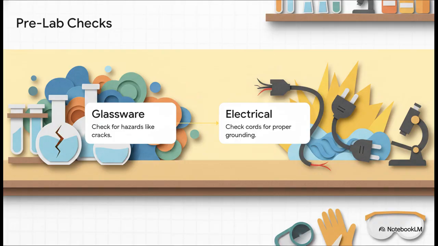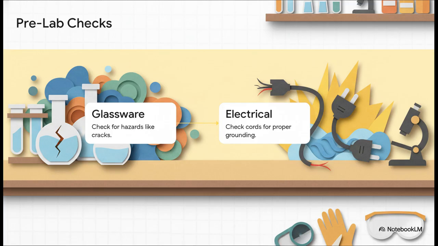Let's see how this builds into your daily routine. Because it's not just about the chemicals, right? It's about the equipment holding those chemicals. You need a strict mental checklist before any lab begins. Step 1, check all your glassware. You're looking for hidden hazards like tiny hairline cracks that could just shatter under heat. And hey, while we're on the topic of glassware, always make sure you're modeling accuracy by reading the meniscus of a liquid right at eye level.